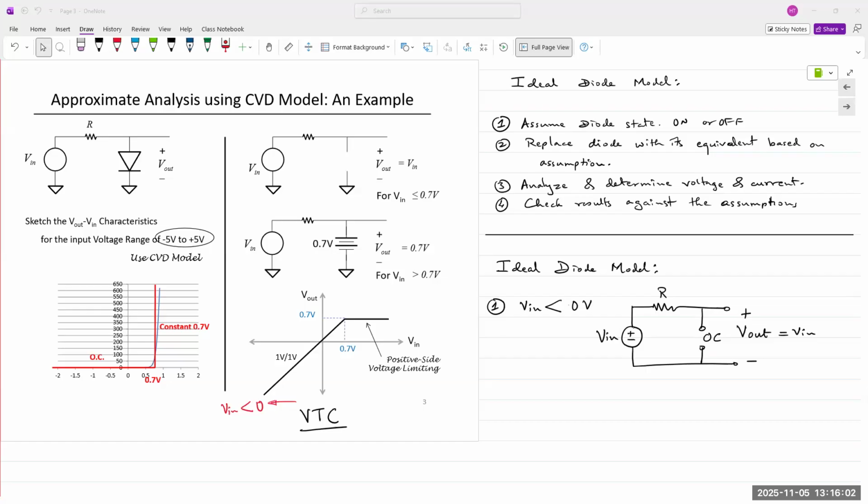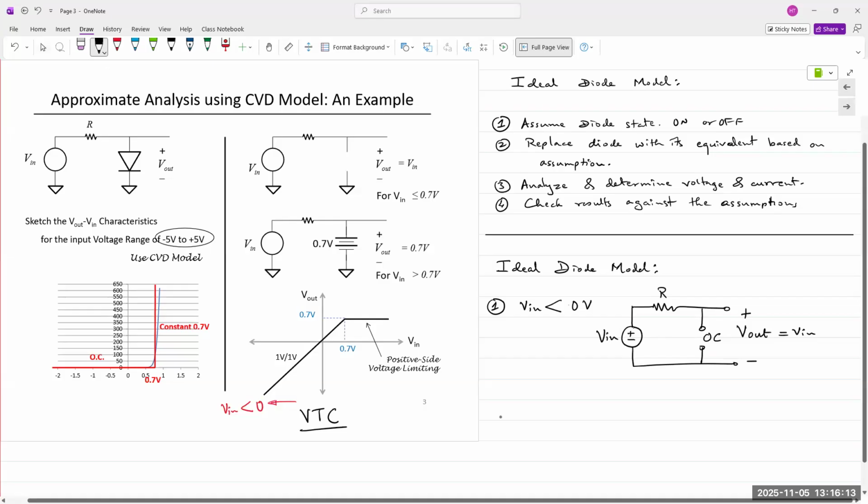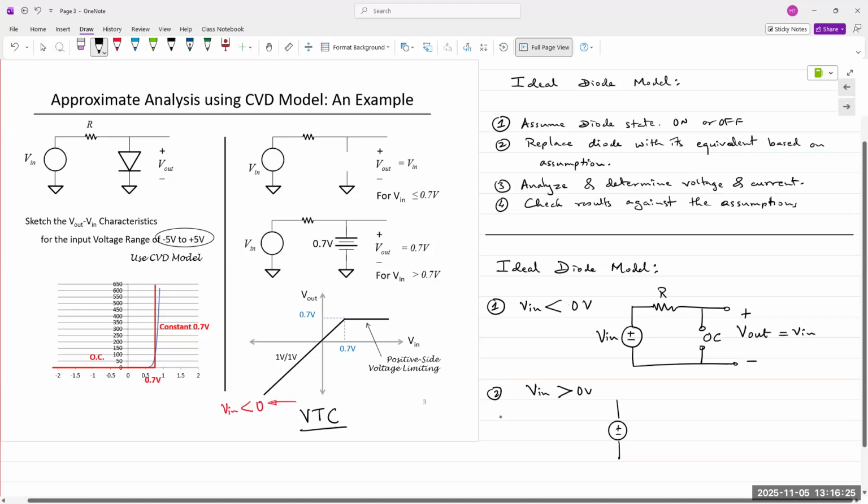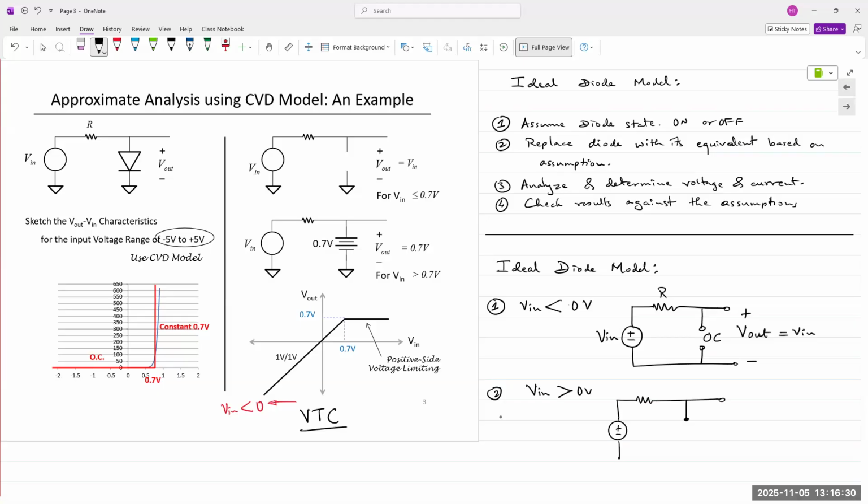All right. So does everybody understand that? V out is equal to V in. And again, this is still the ideal diode model, not the CVD model. Then let's take the case where V in is equal to or greater than 0. If that's the case, then my diode is on. If my diode is on, it conducts, and I replace it with a short circuit wire.